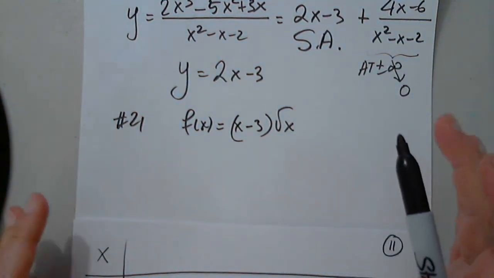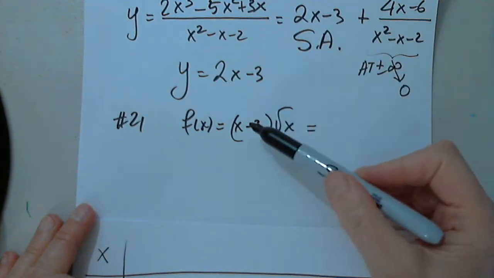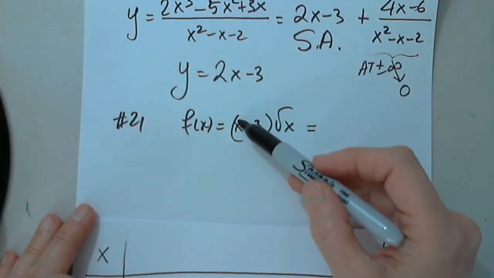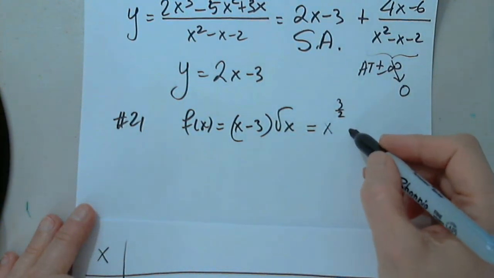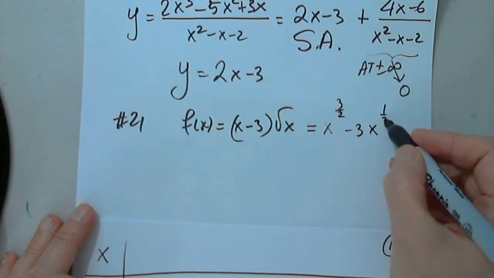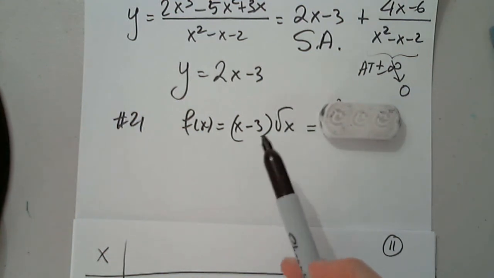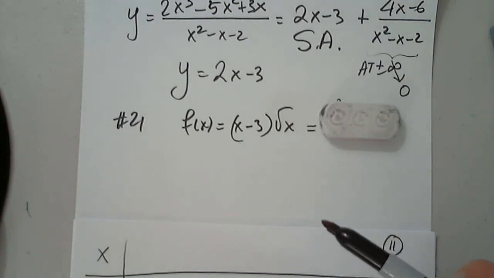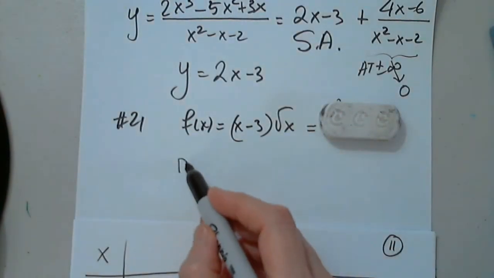There is nothing I can do here. For later purposes, when I distribute, but not for what I'm doing right now. When I distribute, this is power 1 and power 1/2. So this will be x to the power 3/2 and minus 3x to the power 1/2. But this is for other purposes, for later. So it's already factored. I cannot further simplify it. It's not a ratio. I can't remove anything. So then I can directly go to the domain.